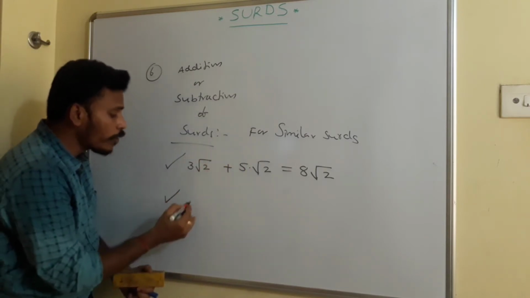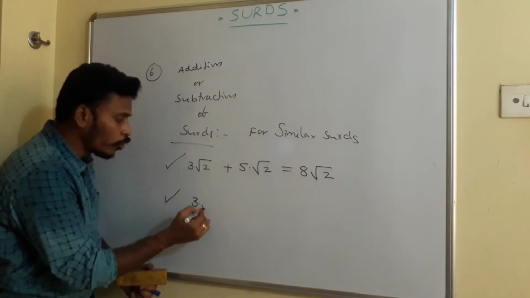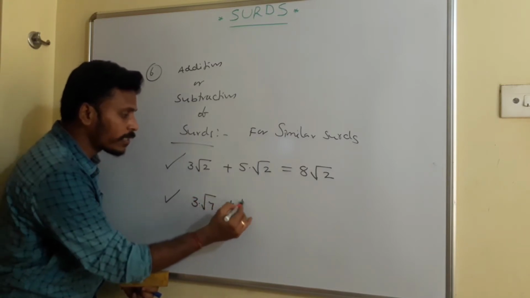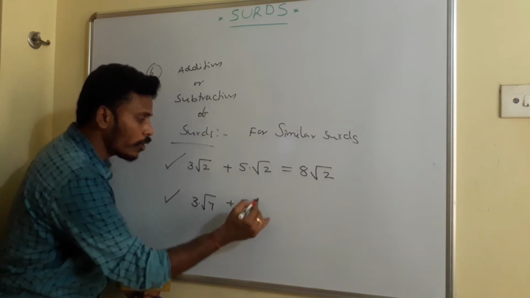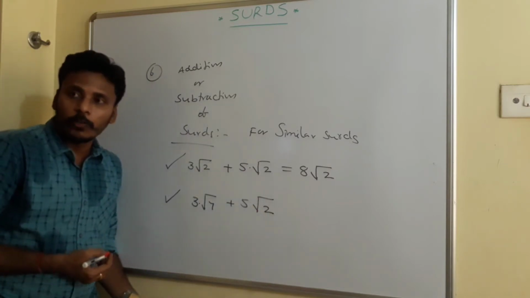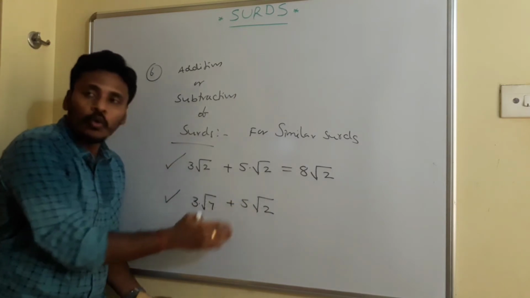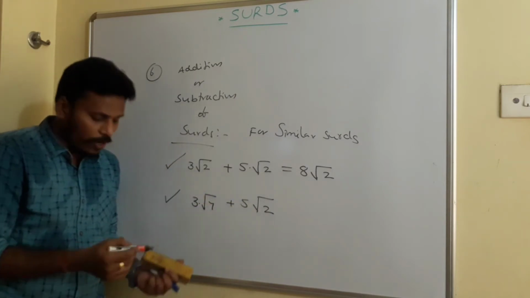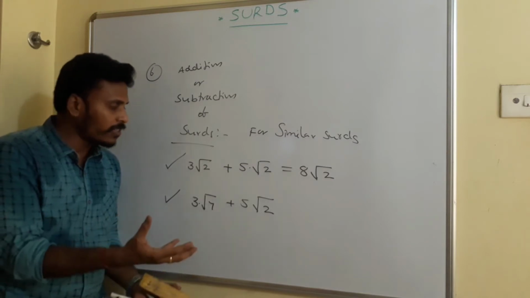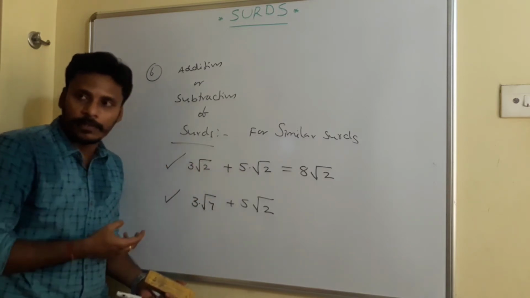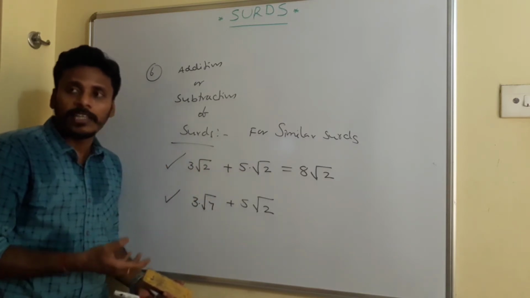But for suppose if you have 3 into root 7 plus 5 into root 2, is there any possibility to add? There are 3 root 7's, there are 5 root 2's, but we don't have a chance to add. For example, in a basket you have 3 apples and then 5 apples. Total how many are there? You mention it as 8 apples.